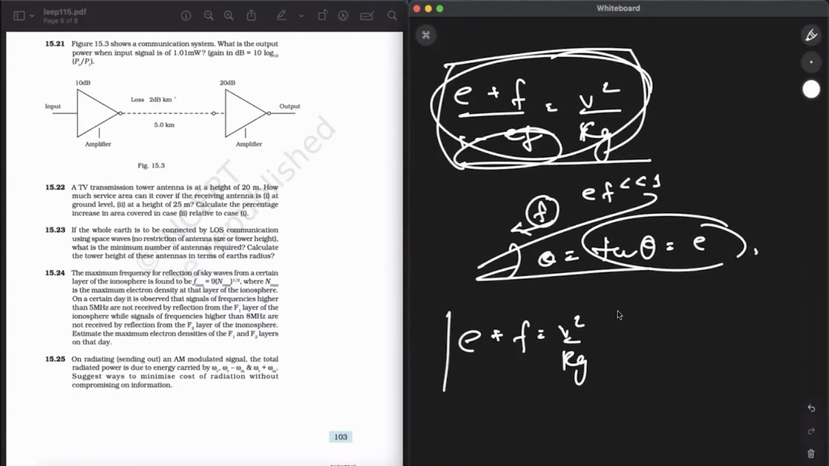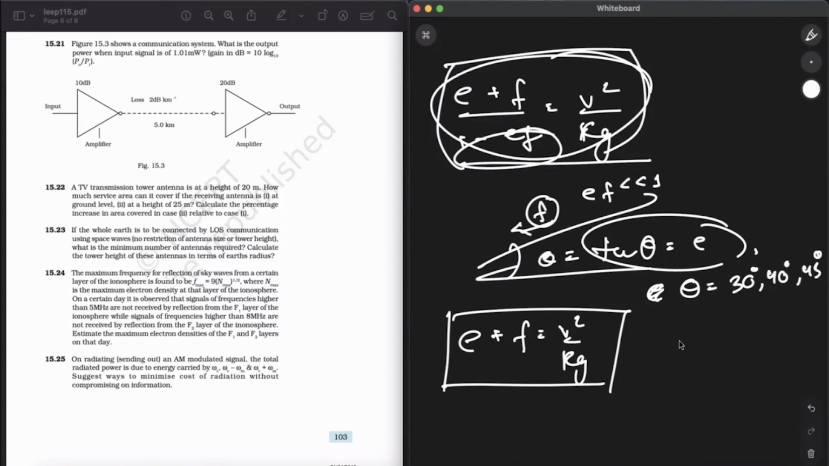So we ignore this part and write E + F equals V squared upon RG. You'll remember this formula for the Mains perspective. Now, I'll tell you what question will come in JEE Advanced. JEE Advanced will tell you that there is a Formula One race track, and the super elevation theta is equal to 30 degrees, 40 degrees, 45 degrees. Now, what will happen in this case? Tan theta, that is E, will have a significant value. It will not be very small.